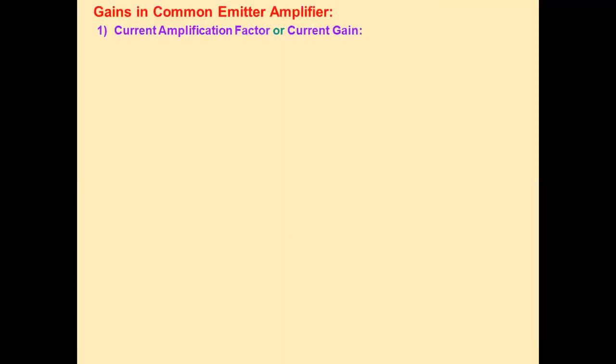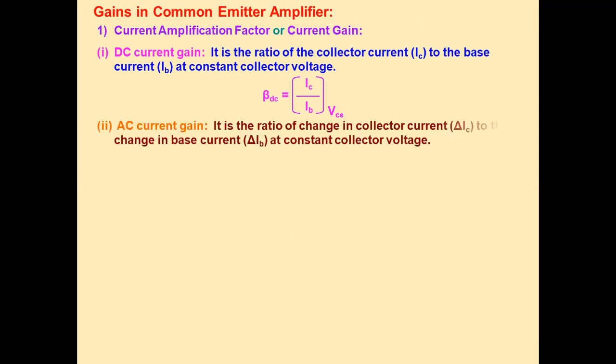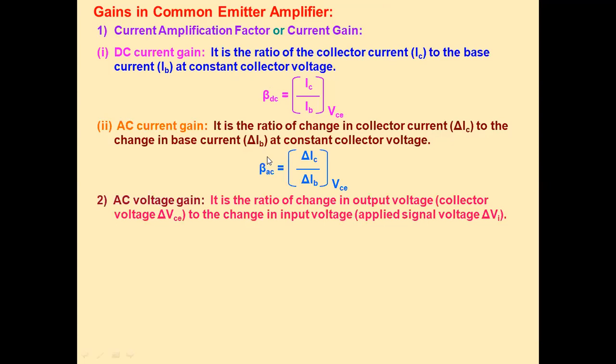Then next, the concept of gain. Gain means the ratio of output current to the input current. In common emitter configuration, output current is collector current and input current is base current. So the ratio of collector current to the base current is known as current gain. For common emitter configuration, it is known as beta. AC current gain: what is AC current gain? This is DC and this is AC.